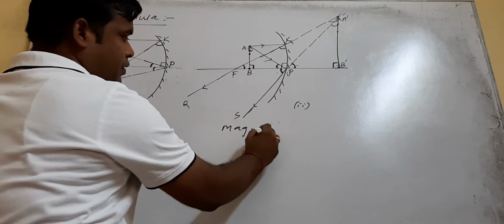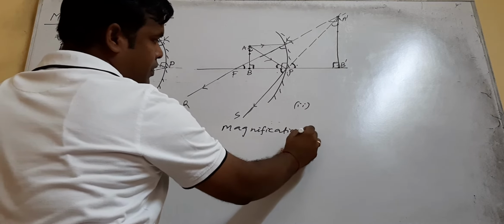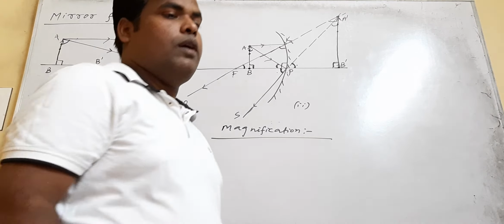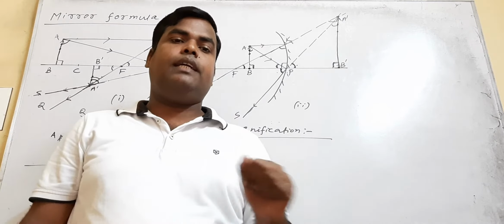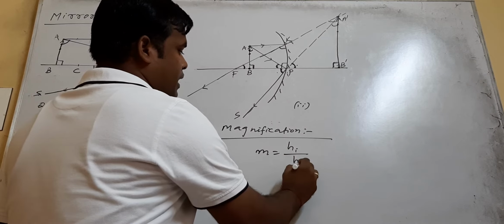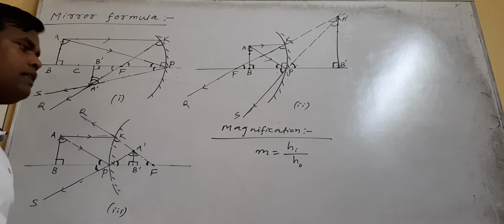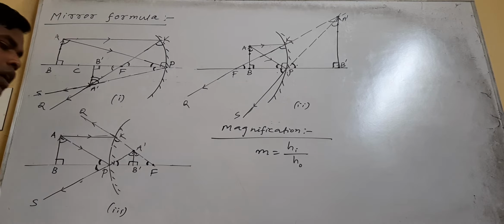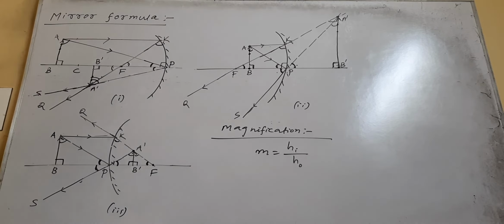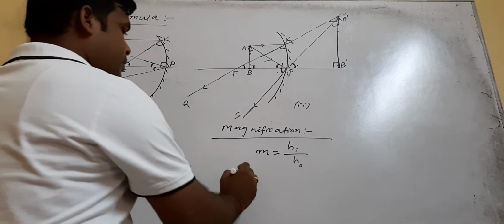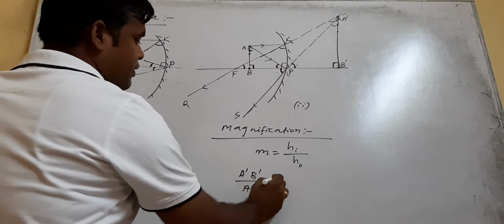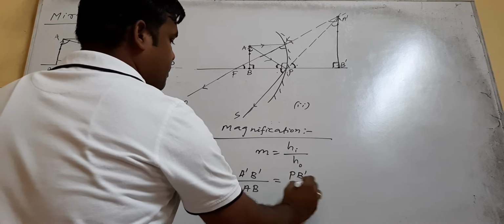Magnification. You remember it is the ratio of height of the image to the height of the object. That is m is equal to hi by ho, where hi is the height of the image and ho is the height of the object. So now come to equation number 1. We have written that A'B' by AB is equal to PB' by PB.